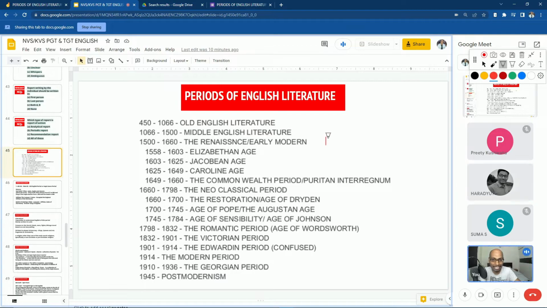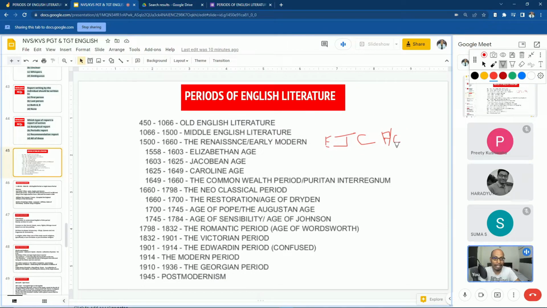EJC. E, then J, C, and remember P. EJCP. Elizabethan, Jacobean, Caroline, and Puritan interregnum. And this Puritan interregnum is also known as Commonwealth period.